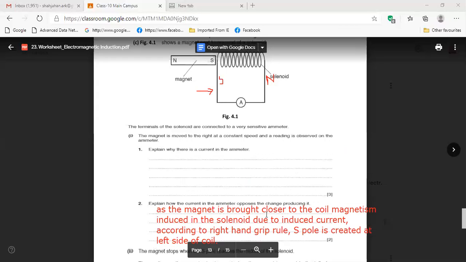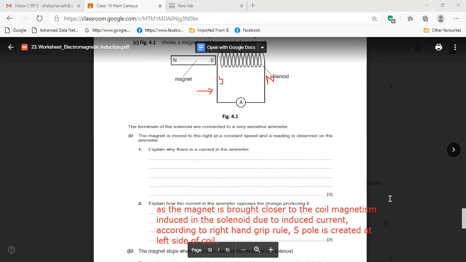Right hand grip rule we use to get the north pole and south pole in the solenoid. And it is related to Lenz's law. You write here Lenz's law.